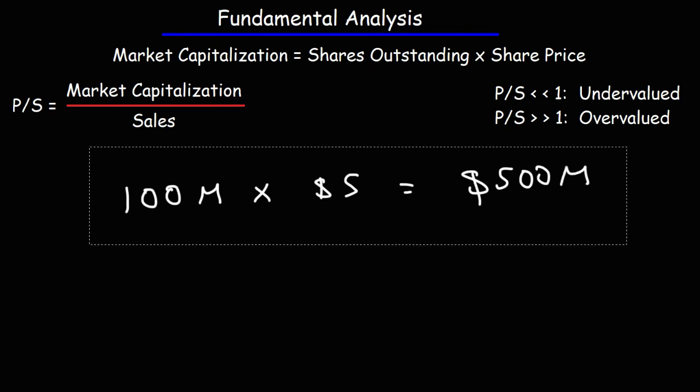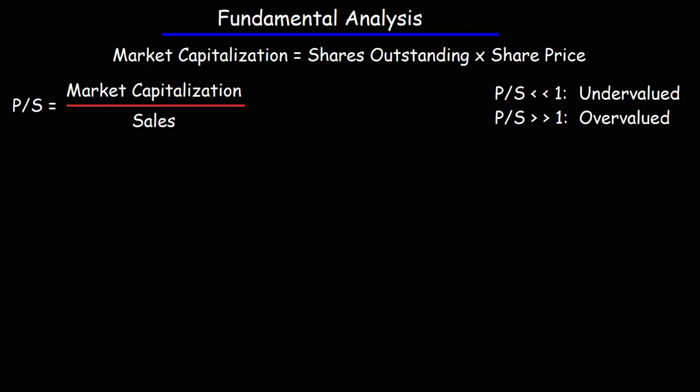Now, in order to calculate the price to sales ratio, you need to take the market cap and divide it by the number of sales. And here's what you need to know. If the price to sales ratio is very low, let's say less than 1, typically that indicates that a company may be undervalued with reference to its sales. If the price to sales ratio is significantly larger than 1, then that's an indication that it could be overvalued.